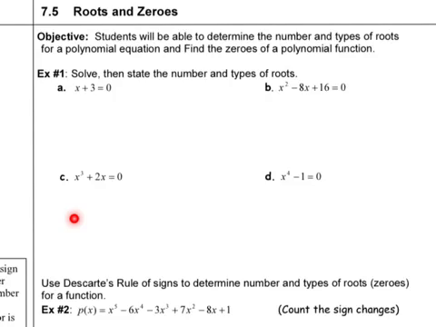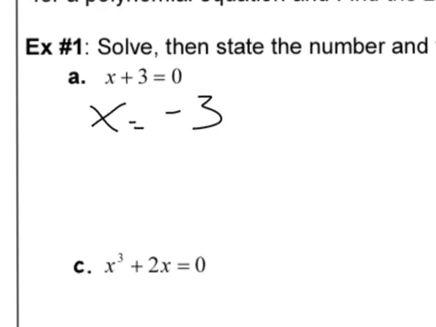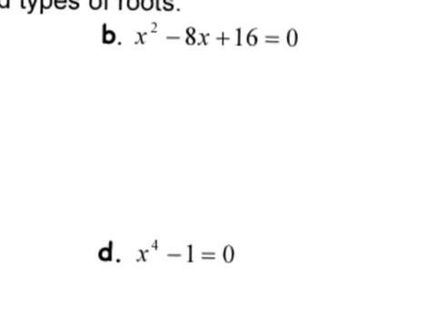Okay, hopefully you saw that this is x equals -3. So what we would say here is that this is one negative real solution. All right, so then let's go over here and solve this one.